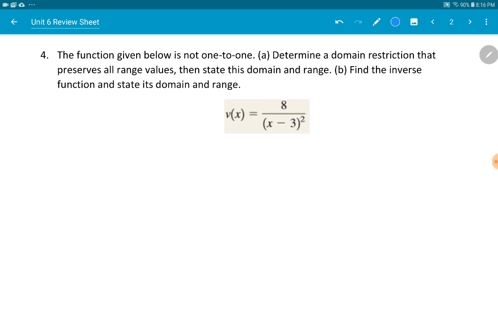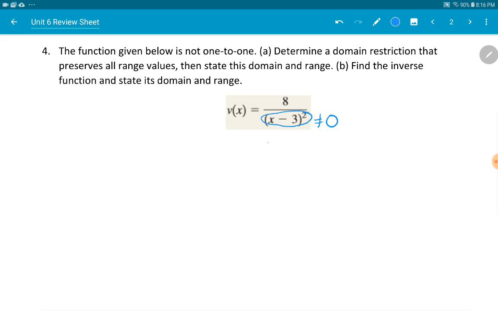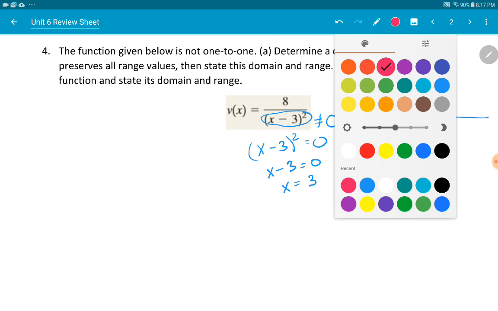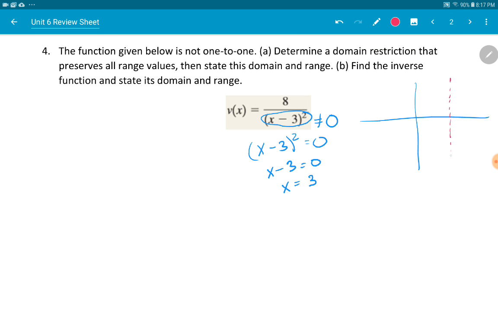So let's see. My first clue here is that this denominator can never equal 0, and if it does, that's going to give me an asymptote. The only way to get that to be equal to 0, let's take the square root of both sides. We get x minus 3 equals 0, then x equals 3. So if x equals 3, there must be an asymptote right there. It will never be equal to 3.